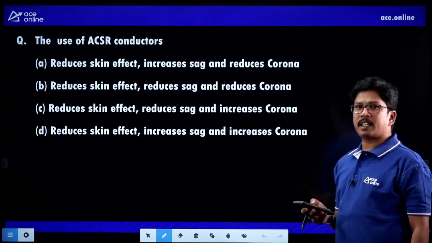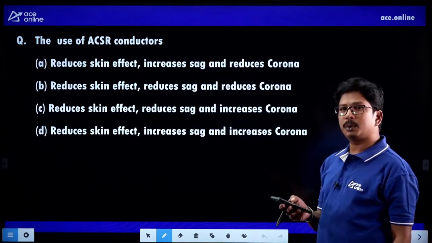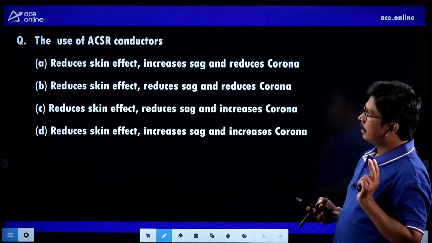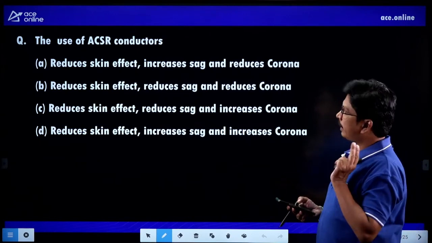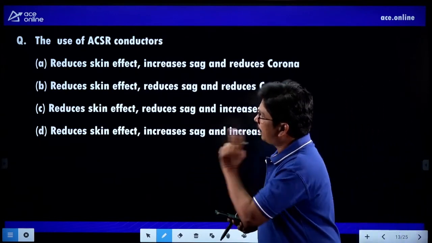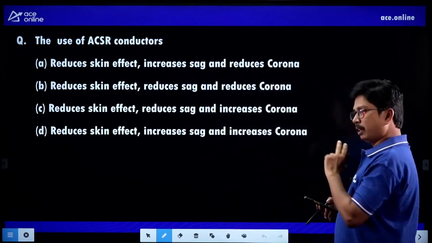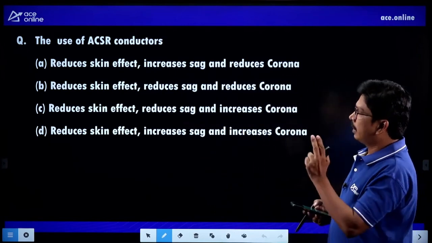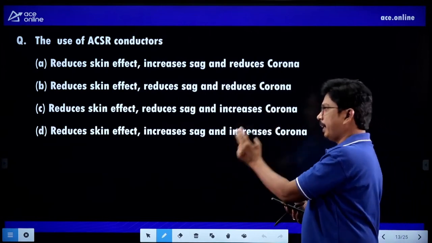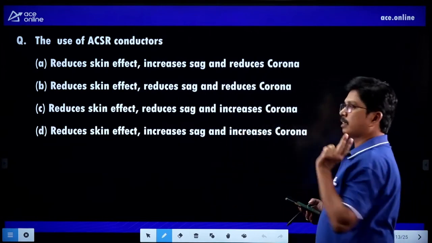The use of ACSR conductors. What is the use of ACSR conductors in our power system network? Option A: reduce skin effect, increase sag and reduce corona. Option B: reduce skin effect, reduce sag and reduce corona. Option C: reduce skin effect, reduce sag and increase corona. And option D: reduce skin effect, increase sag and increase corona.